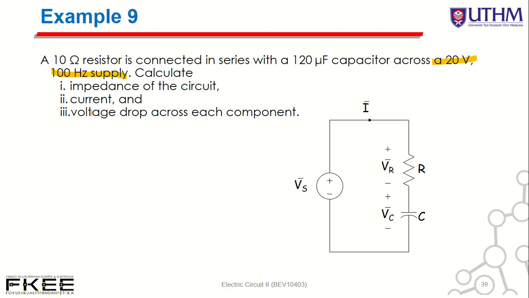And then the last one, calculate the voltage drop across each component. The voltage drop of component R equals VR, component C equals VC, and you have a current I through R equal to I through C. So VR equals IR, VC equals ZC times I. Okay, so that's all for this example. Please try on your own.